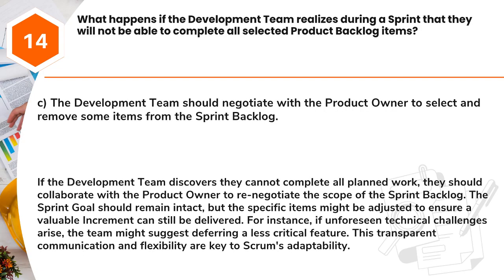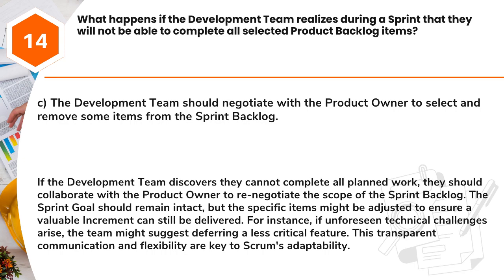Answer: C. The development team should negotiate with the product owner to select and remove some items from the sprint backlog. If the development team discovers they cannot complete all planned work, they should collaborate with the product owner to renegotiate the scope of the sprint backlog.